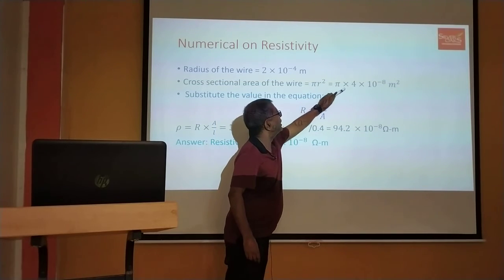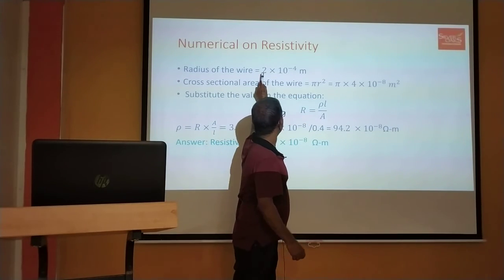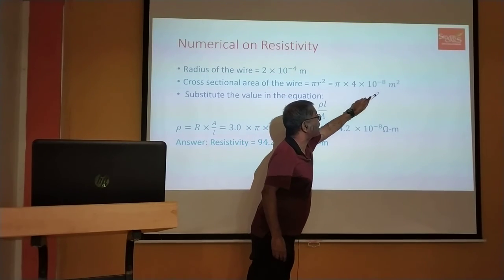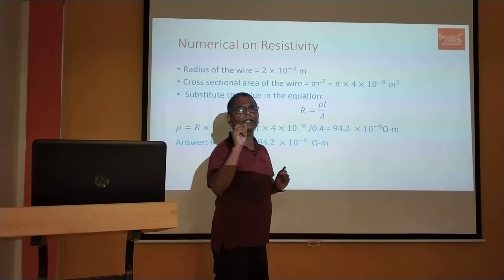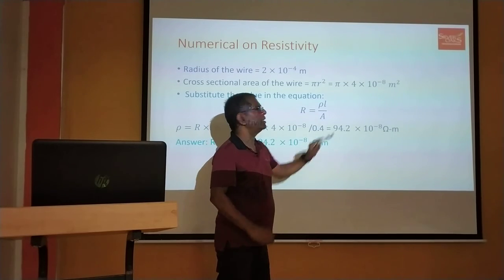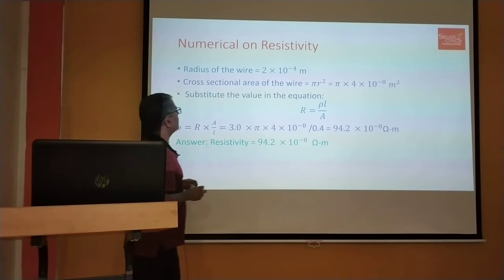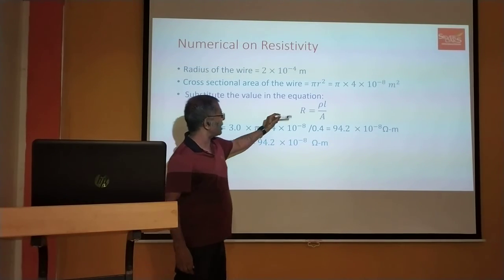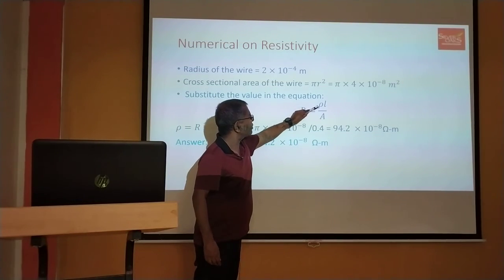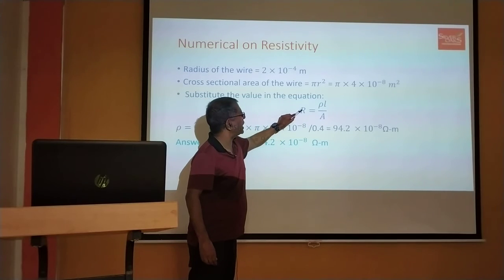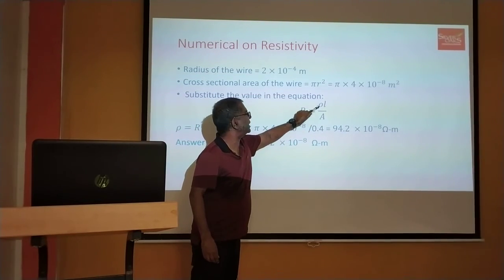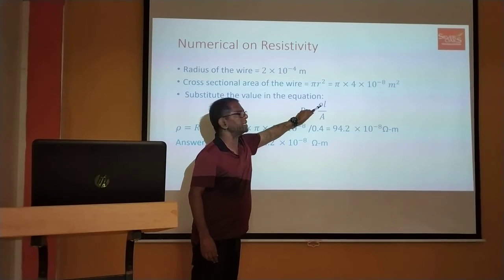So pi r square, it will be 2 square, 4, 10 to the power minus 4 square, 10 to the power minus 8. Again the unit of area is meter square. You can't write meter, it is meter square. Now you substitute the value in the equation we derived, R equal to rho L by A. R is given, L is given, and area you have already calculated. So find out rho, that is the resistivity.